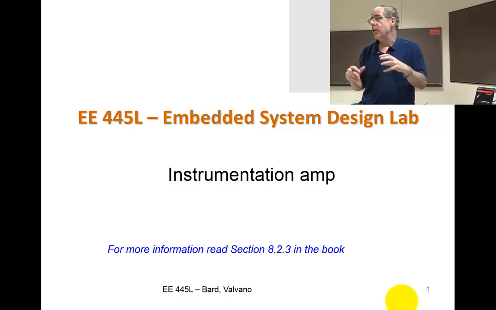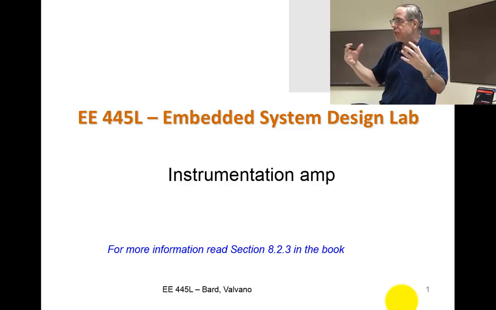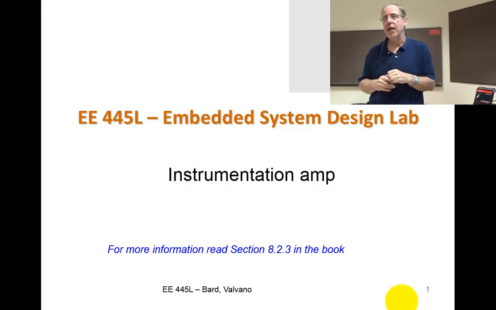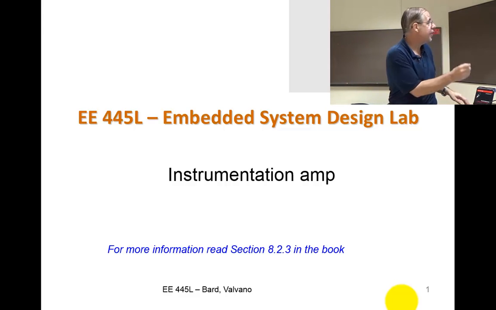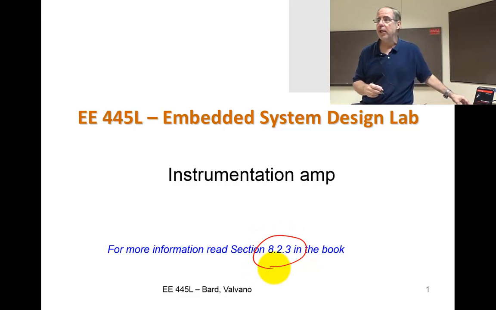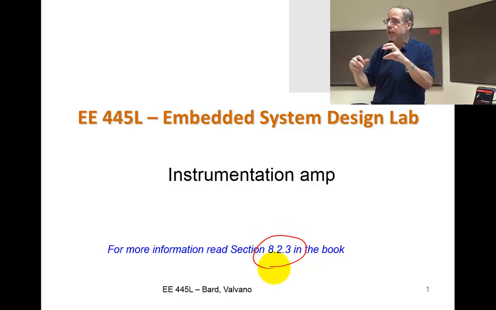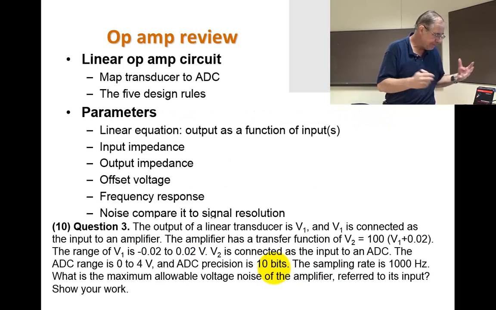All right, today we're going to talk about the instrumentation amp, which is an extension of the op amps that we talked about last time, and we'll talk about what it is, why we use it, and how to use it in a moment. Again, this is in the book. This is section 8.2.3.